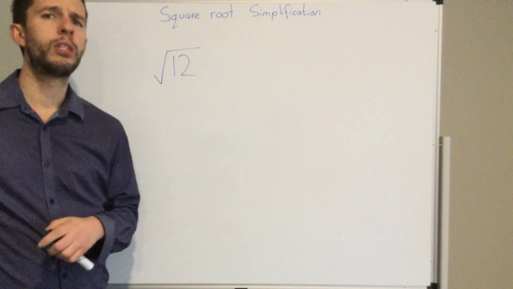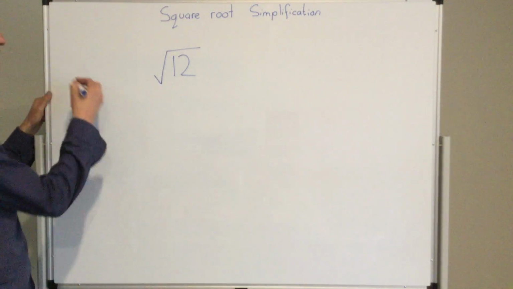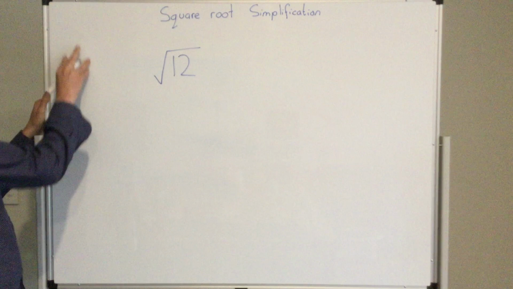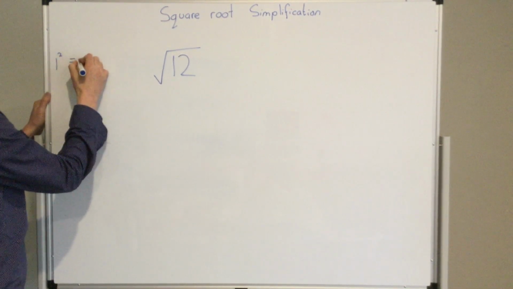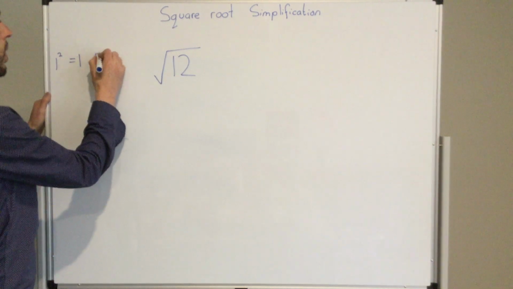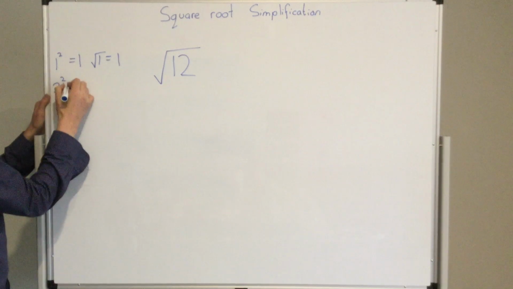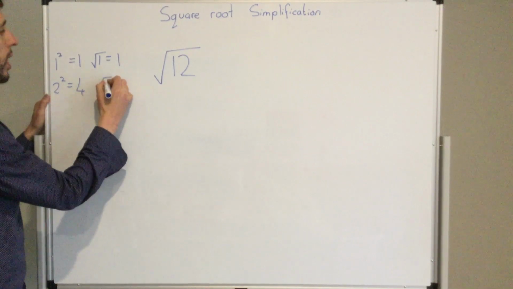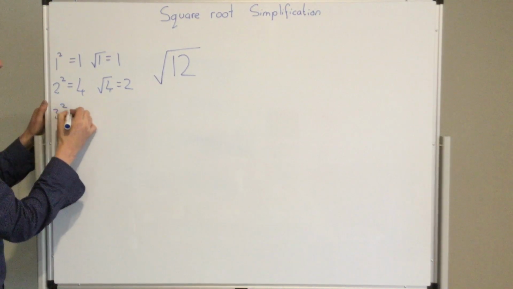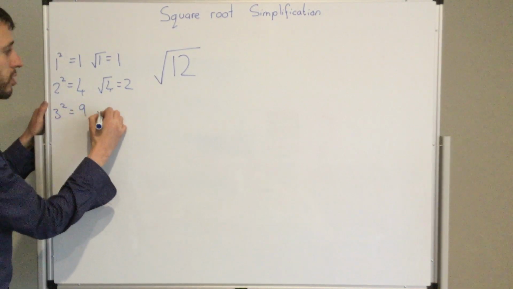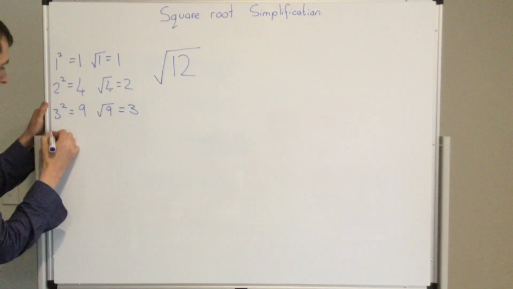The first thing I'm going to be doing is thinking about all of my squared numbers. So I'm going to start doing a brainstorm on the side here. 1 squared equals 1, so then the square root of 1 equals 1. 2 squared equals 4, so the square root of 4 equals 2. 3 squared equals 9, so the square root of 9 equals 3.